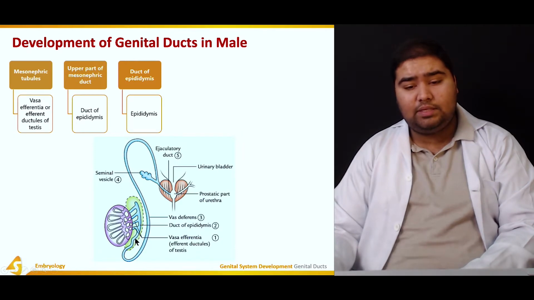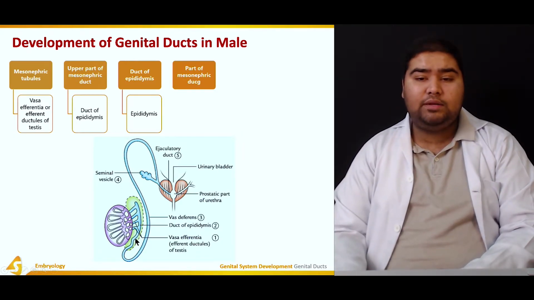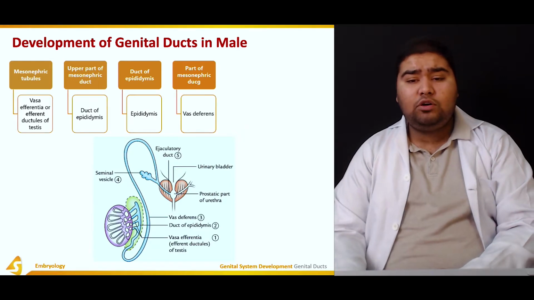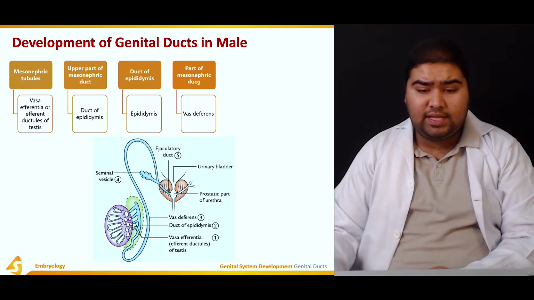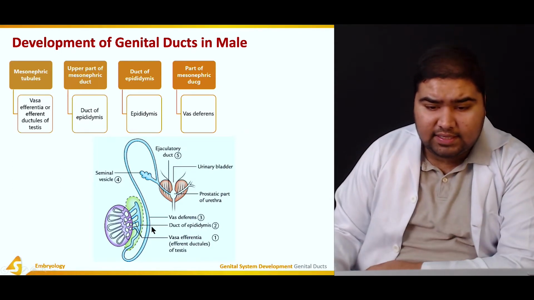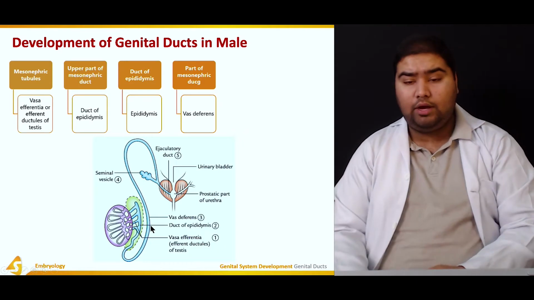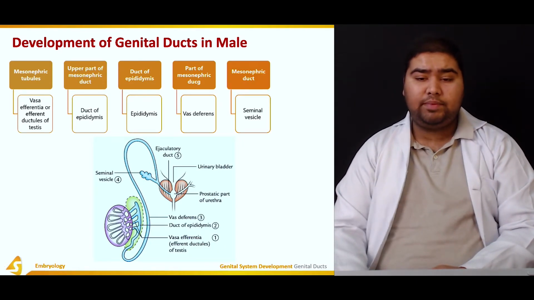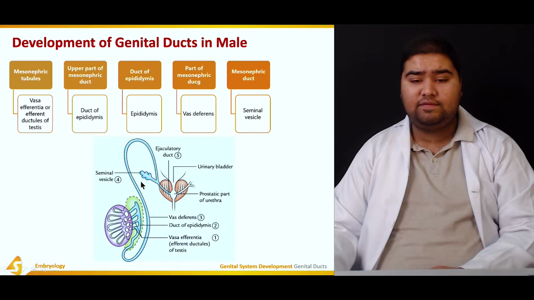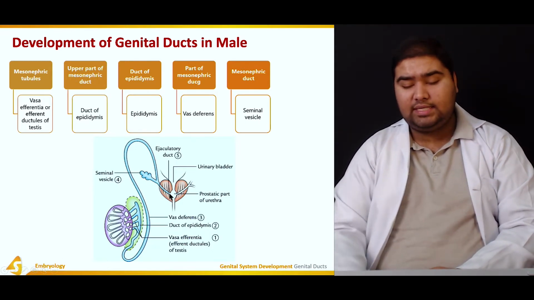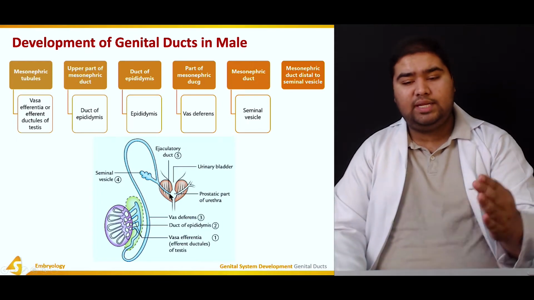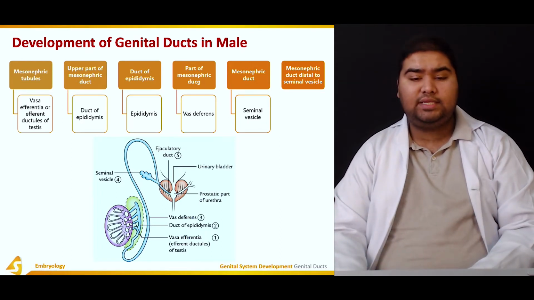This is the epididymis in itself. Now the epididymis, part of the mesonephric duct, also forms the vas deferens. Here you can see the vas deferens being formed. The terminal part of the mesonephric duct gives a vesicle which is known as the seminal vesicle. This is the seminal vesicle, and it enters the prostate, where it forms the ejaculatory duct. Distal to the seminal vesicle, this is the ejaculatory duct.